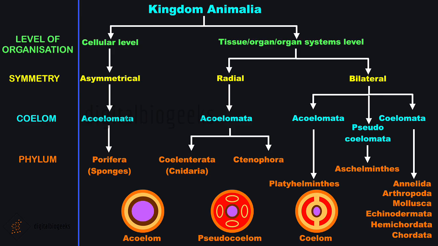Next is the coelomates. Animals having a body cavity. This red one is a body cavity. Outer layer is ectoderm. Inner, this yellow one is mesoderm and this brown one is the endoderm. This is the body cavity or coelom. Animals that have a body cavity are Annelida, Mollusca, Arthropoda, Echinodermata, Hemichordata and Chordata.